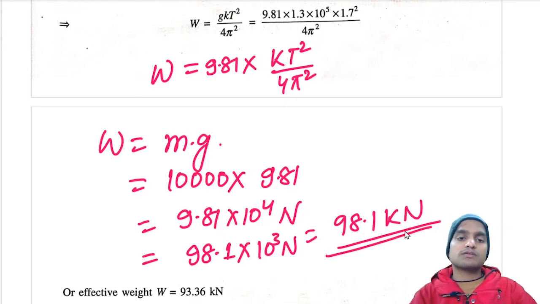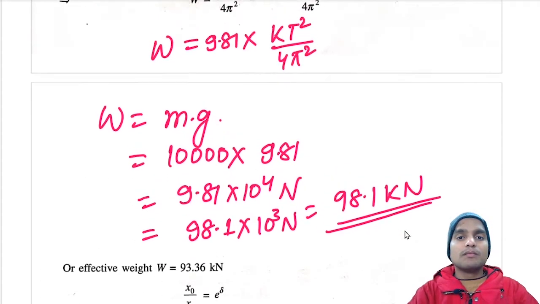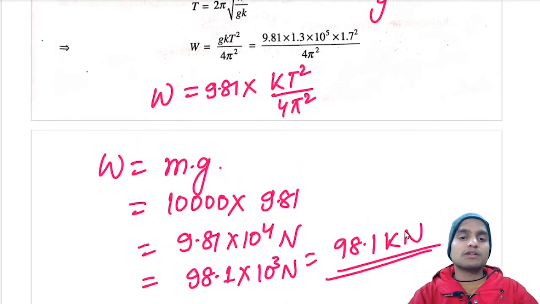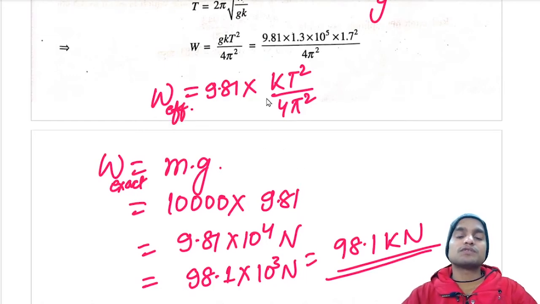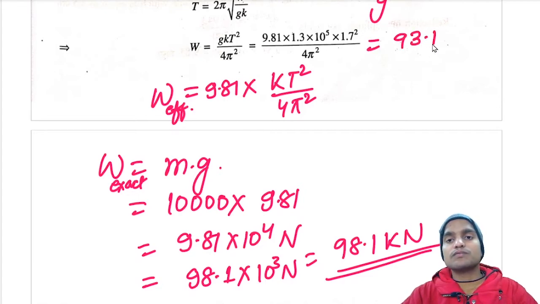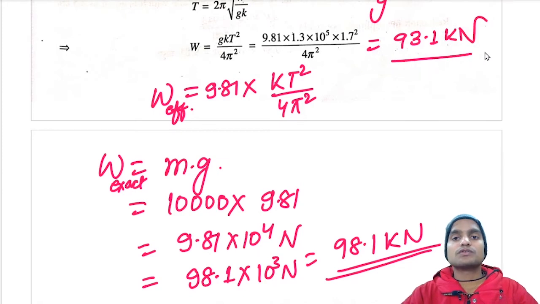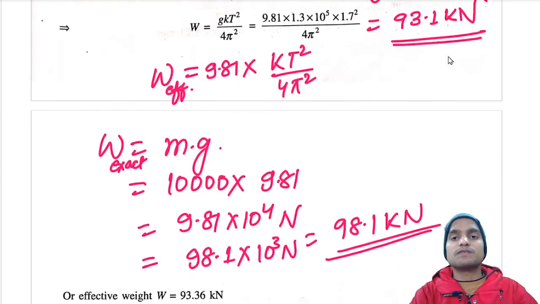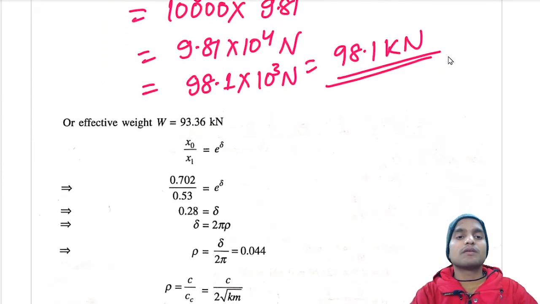So this value is also correct, but here effective weight we have to calculate. This is the exact weight, but we have to calculate effective weight. So W effective will be calculated by using this time period only. And if we put all these values in this W equation, it is coming as 93.1 kilonewton. So only this much mass, this much weight is participating in vibration here.